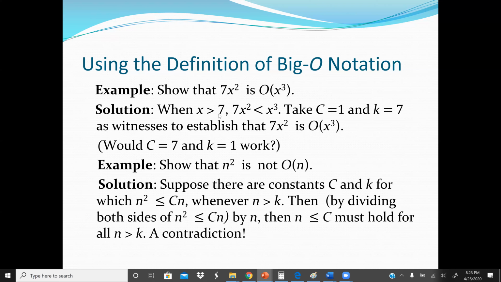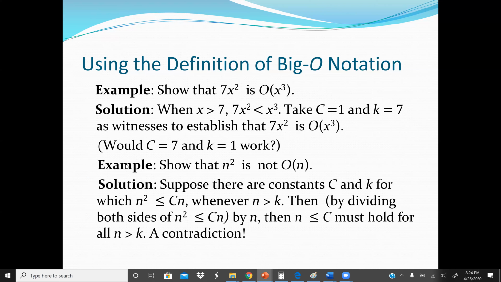as witnesses to establish that 7s squared is big O of s cubed. And the condition here is saying that if s is less than 7, then we're going to get 7s squared greater than s cubed. So the only time it can be big O of s cubed is when s is greater than 7. Then 7s squared will be, again, less than s cubed. So this means we have to make k 7 and c 1 as witnesses for the relationship that 7s squared is big O of s cubed.